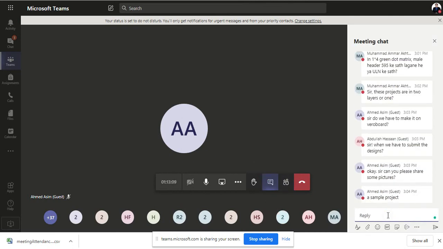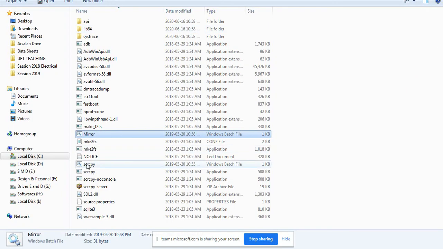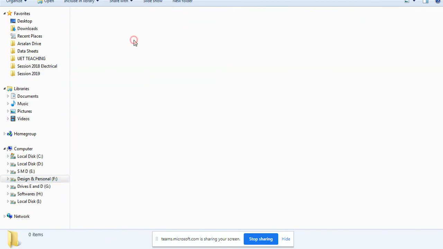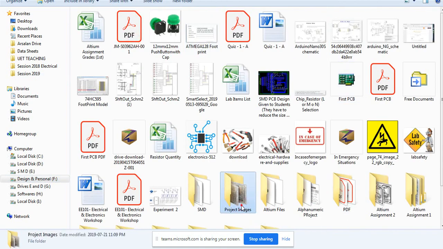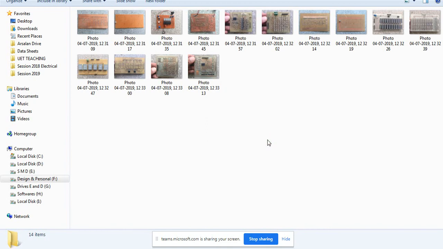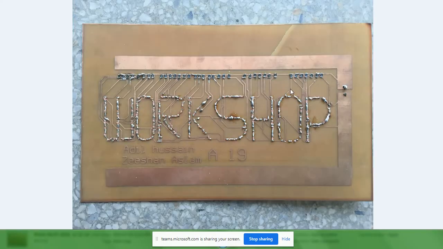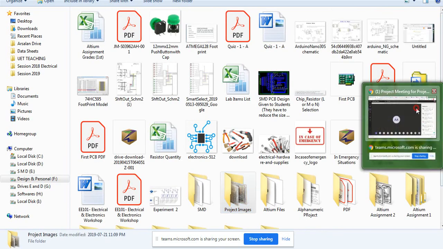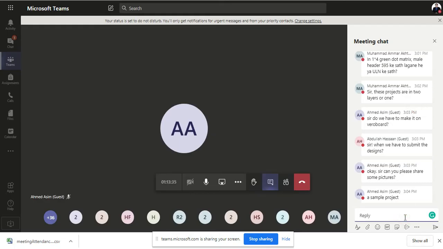Sample project. Okay, I will. In fact, let me just find it out. Maybe I have something with me. Okay, no, I don't have something. This is just the workshop from last year. Maybe I will try with it. Just give me a chat message and I will try to send you some pictures.